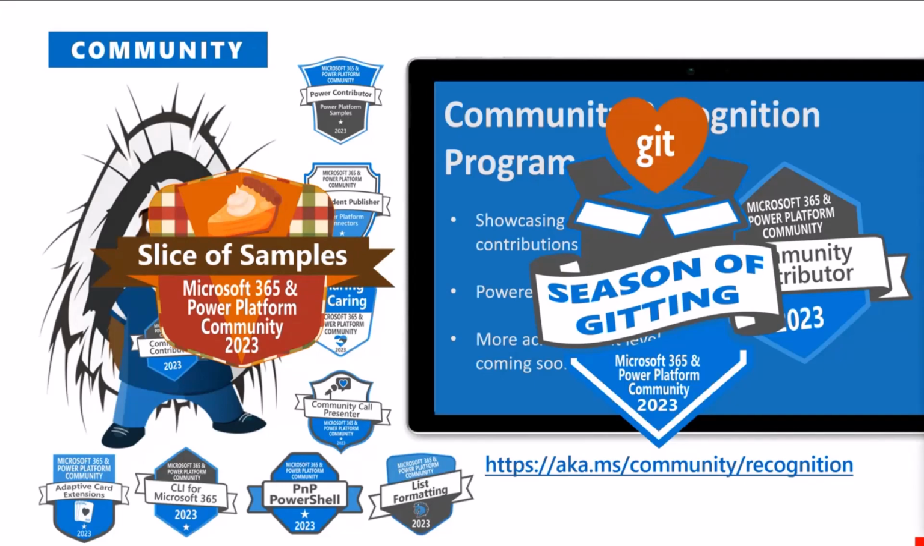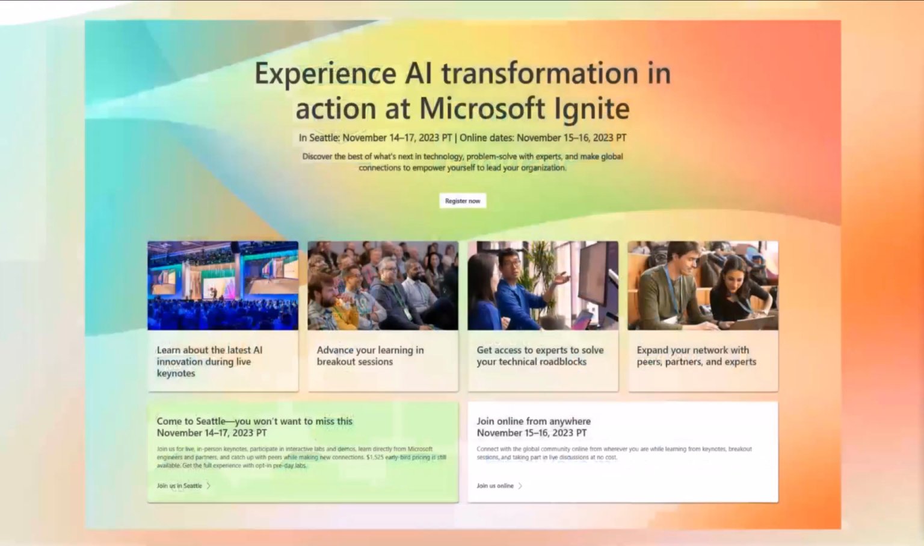Awesome. Now, quick recap on what's happening on the event side of the house. Ignite next week is fully booked for the in-person experience, but there's an online option. So you do want to register and check all of the different sessions which are available next week. Some of the sessions are available on demand, and some of the sessions are live coming from Seattle. So it's a great way of knowing what's happening and what the latest announcements are. There's a lot of interesting announcements coming up next week.